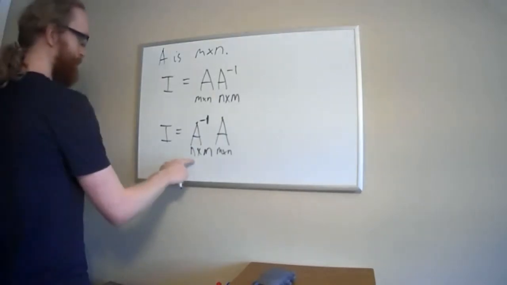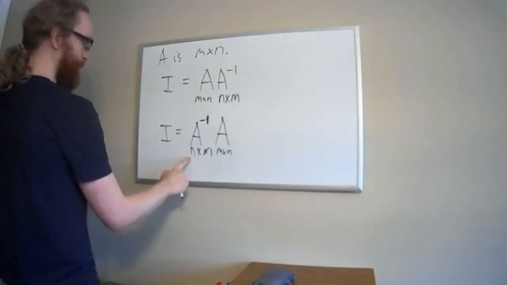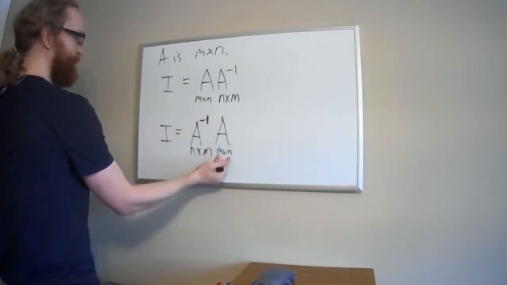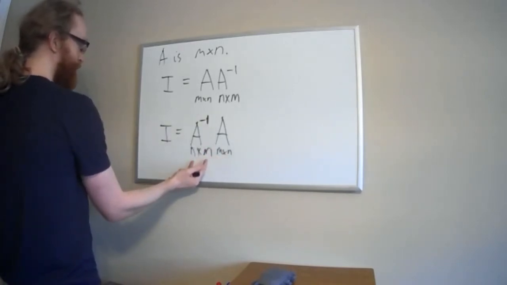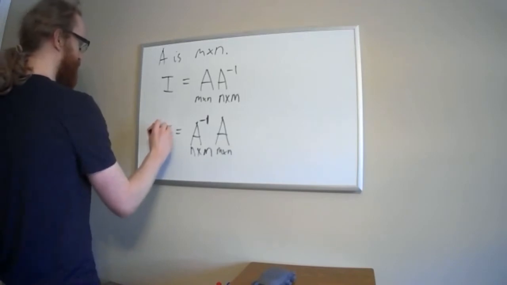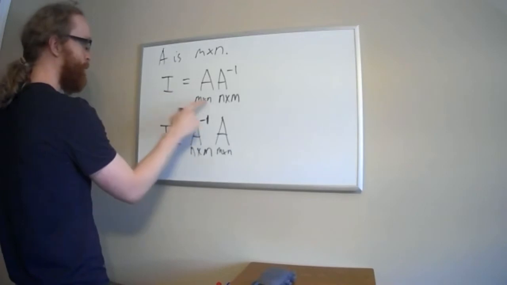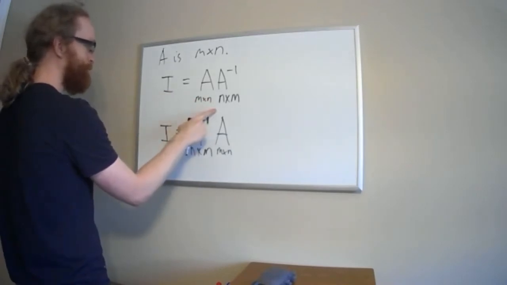Right. Okay. So the dimension of A inverse is sort of flipped, right? A was n by n. A inverse is n by m. Well, let's remember one other thing: how big is this guy? And what is the result of multiplying these guys?